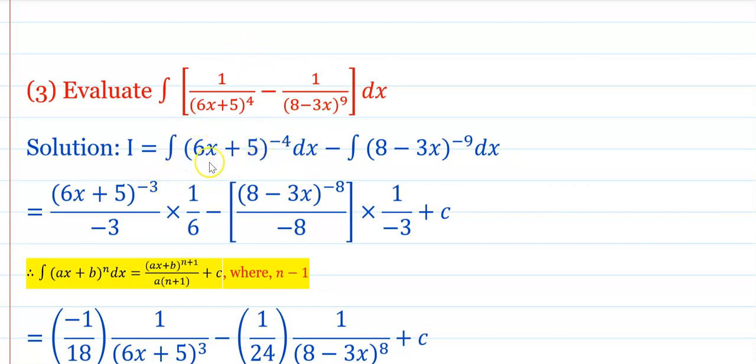And hence the integral of (6x plus 5) to the power minus 4 dx minus the integral of (8 minus 3x) to the power minus 9 dx. Now find out its integral.